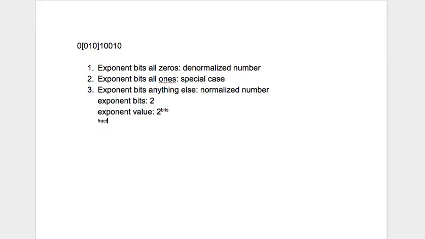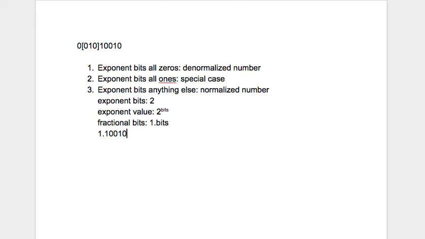Then we have the fractional bits. In our case, 1, 0, 0, 1, 0. And for a normalized number, there's an implicit 1 point in front of it. So write that as 1 point bits. In this case, that works out to be 1.10010. So to get the fractional value, we take the fractional bits and put a 1 point in front of it.